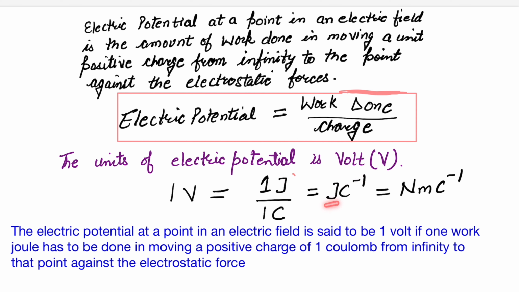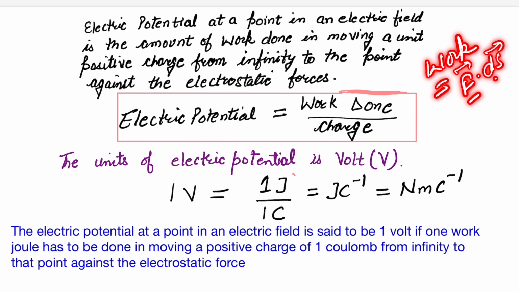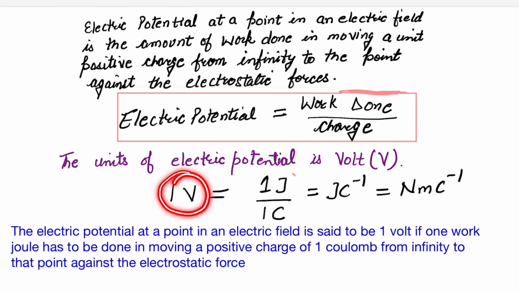Joule are the units of work, and work is given as the dot product of F vector and ds vector. So force into displacement. Force has SI units of Newton and distance is measured in meter. So Newton meter can replace your J, right? So 1 volt can also be written equal to Newton meter per coulomb.